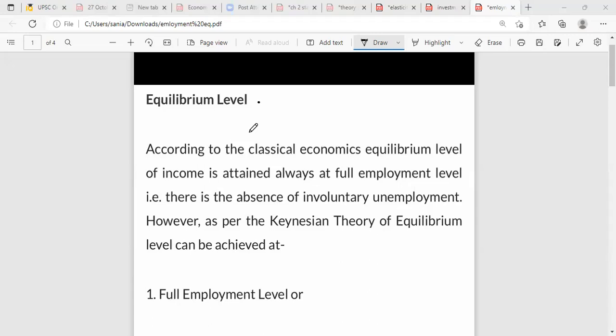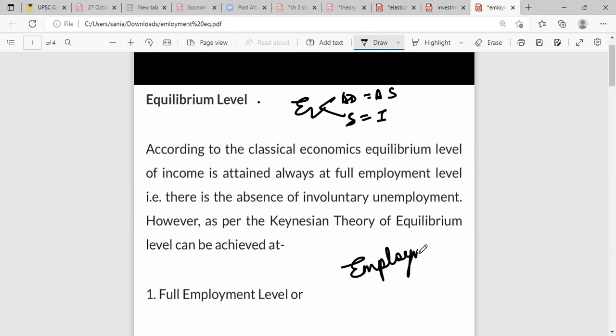Two classes ago, we discussed that the equilibrium level is attained in two situations: when AD equals AS, or when S equals I. But if I ask you, student, to find the equilibrium in the context of employment, what is the equilibrium level in context of employment? According to classical economics, equilibrium level of income is attained always at full employment.